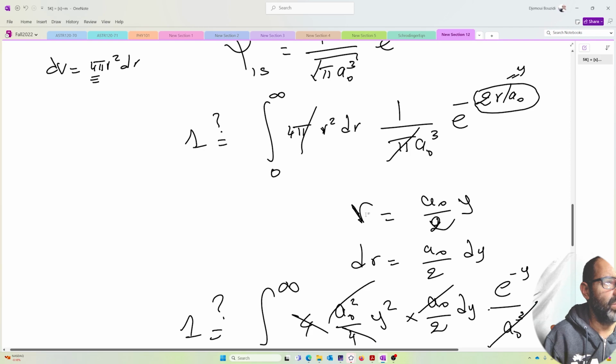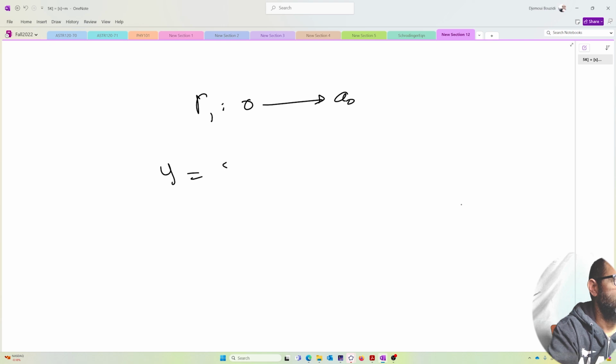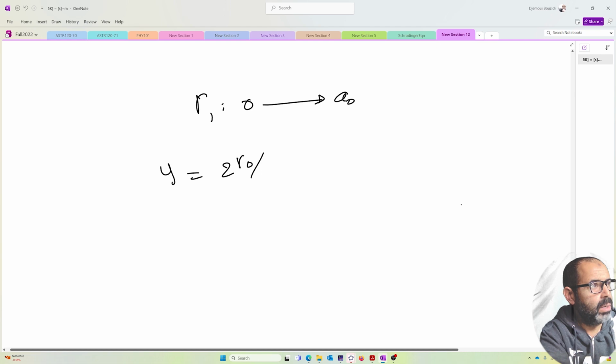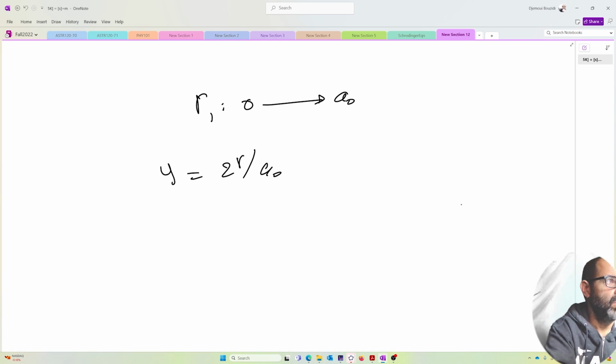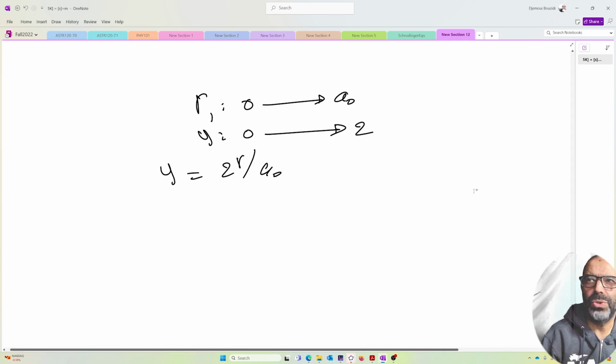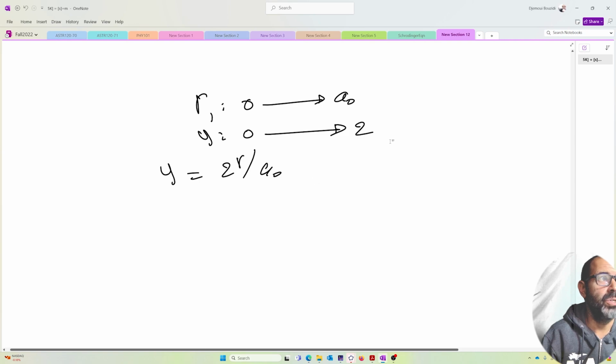So my y now, if R goes from 0, y is 0. If R is equal to A naught, y has to be 2, because 2 over 2. In other words, y is equal to 2r over A naught. R over A naught. So when R is 0, y is 0. So when R is equal to A naught, y goes to 2. So the integration now becomes from 0 to 2. So those complete integrals, you have to be careful with them. They are not necessarily 0 because the upper bound changed on you.